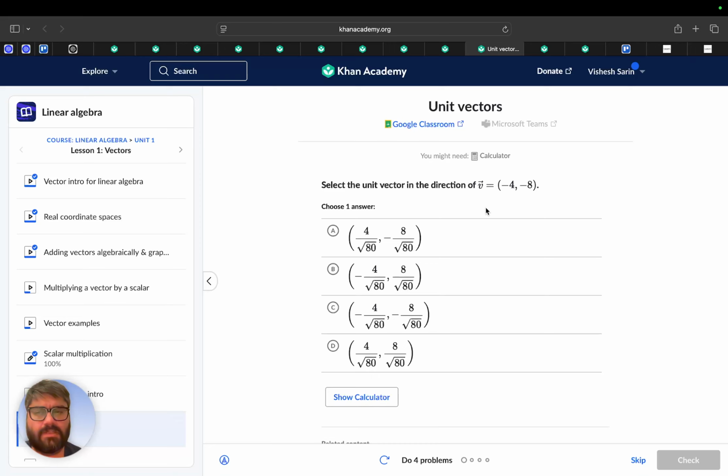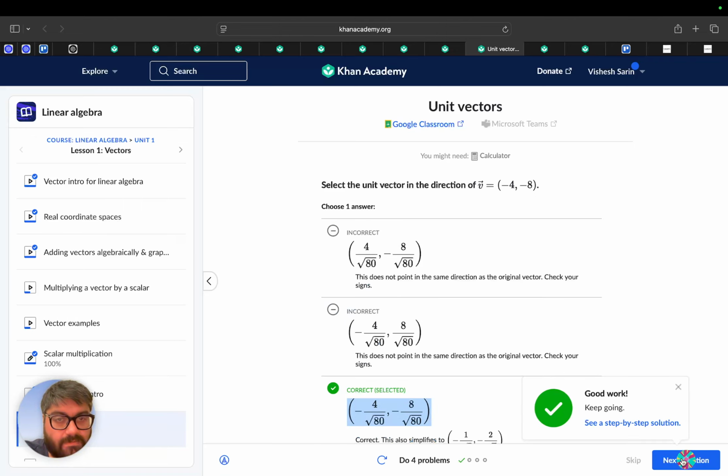How do you normalize a vector? You divide by its magnitude. How to get its magnitude? The L2 norm is the square rooted, right? Sum of squares square rooted, so 4 times 4, 16. 8 times 8, 64. 64 plus 16, 80. Root 80 is fine. So I need the one with both of them having negative signs.